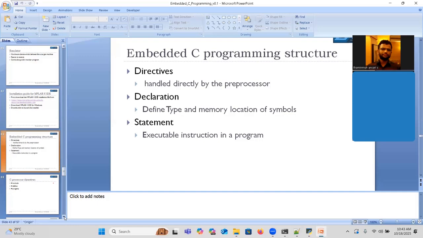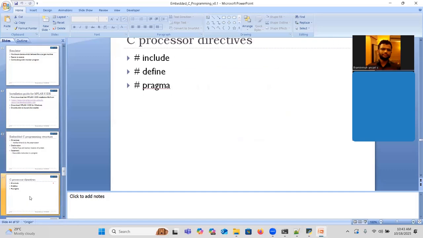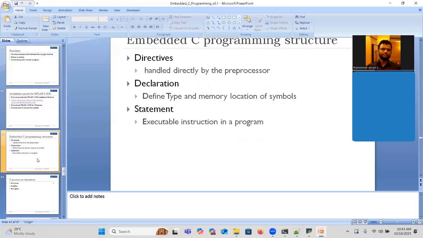But still, even today, C is used. Why? Because Python and other languages require an intermediary layer to interact with the hardware. But with C, you can directly go and touch the hardware without any problem. That's why people go for embedded C. These are the three major sections that you find in any C program.